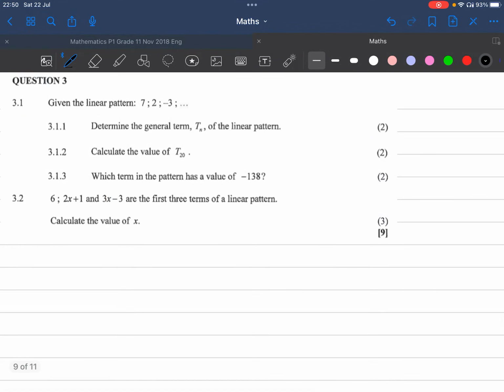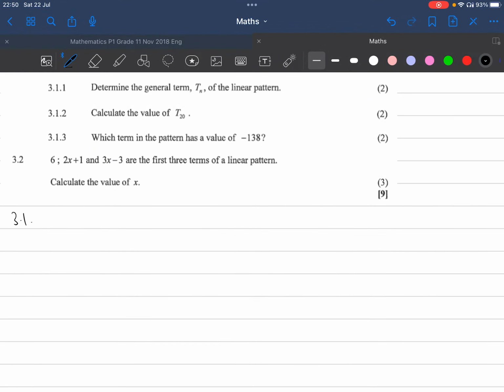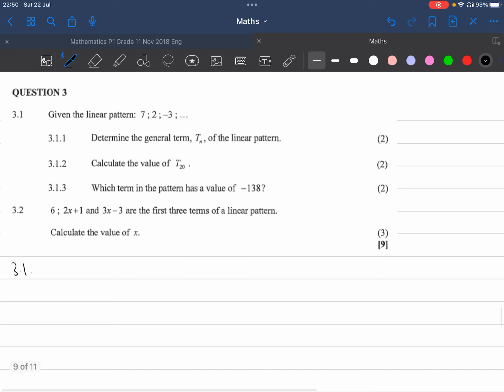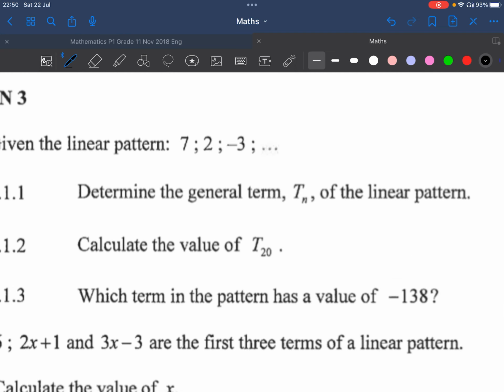Okay, let's now look at question 3. So 3.1 is a linear pattern. Okay, 7, 2, minus 3, and 3.1.1 says determine the general term. So the first thing is, let's see what the common difference is. So 2 minus 7 is minus 5, and then minus 3 minus 2 is minus 5.